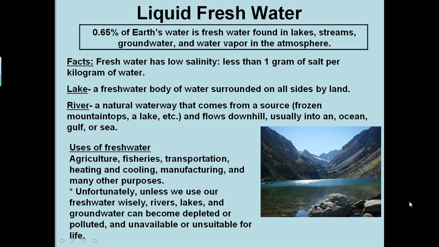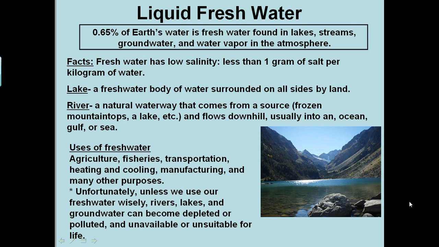The definition of a lake is a freshwater body of water surrounded on all sides by land. A river is a natural waterway that comes from a source, such as a frozen mountaintop that melts or a lake. And that water is going to flow downhill, usually into the ocean, a gulf, or a sea. So basically our fresh water that's in our lakes and rivers flows across our land and eventually ends up in the ocean.